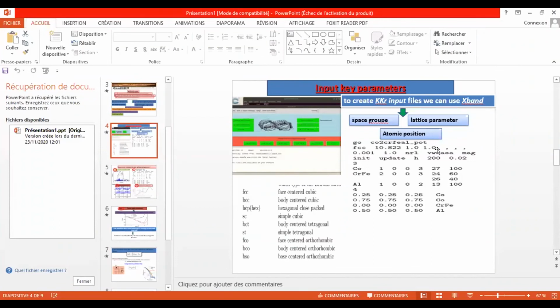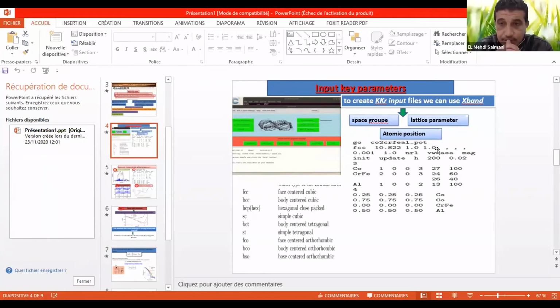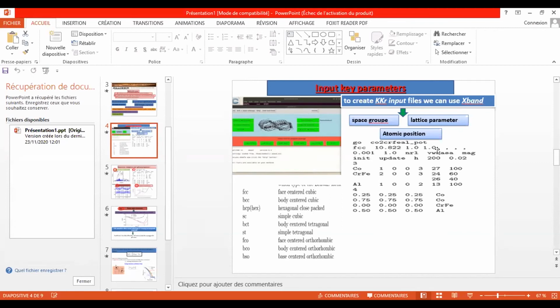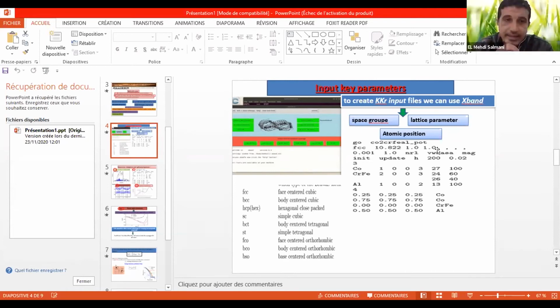Abdelhakim Nafidi asked, at what temperature are the calculations done, and how to introduce the temperature effect? The calculations are done at 0 Kelvin. It is not impossible, but it is hard to introduce temperature effects in the KKR-CPA code or in codes such as Win2K or CASTEP. So what we can do is run the program at 0 Kelvin and afterwards do a Monte Carlo simulation.